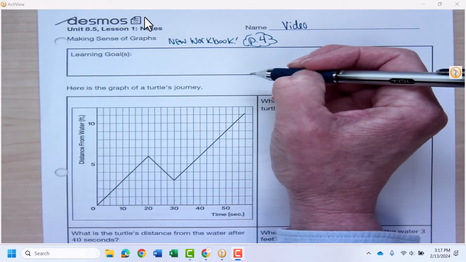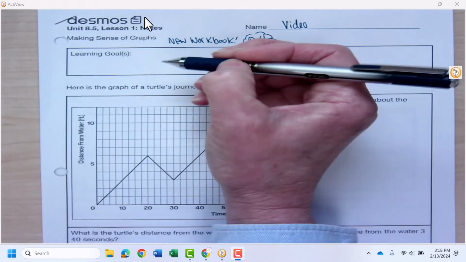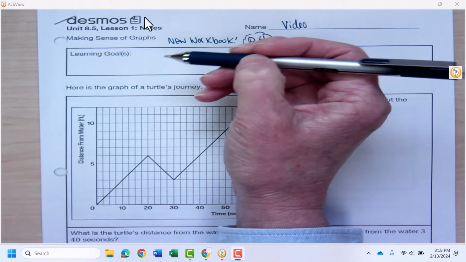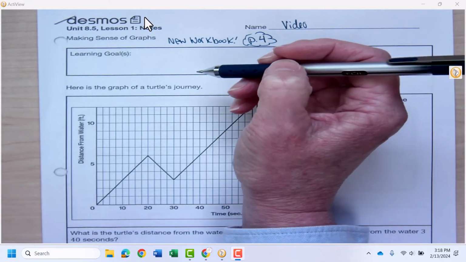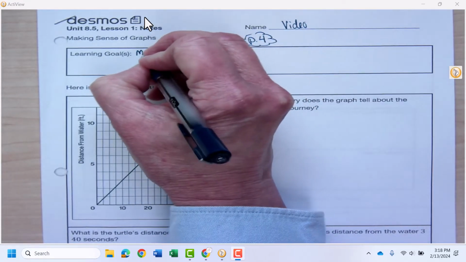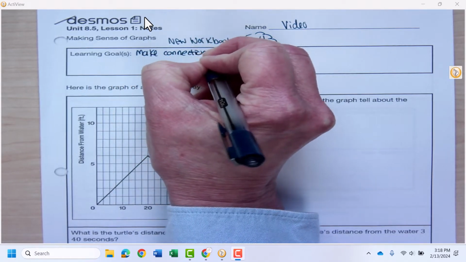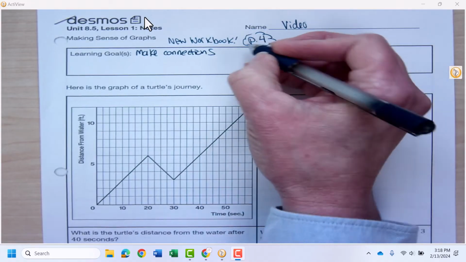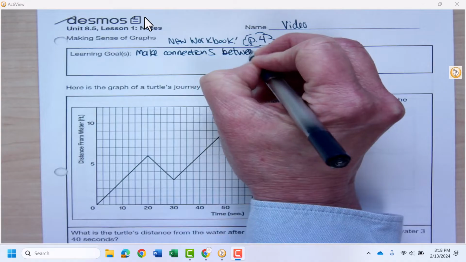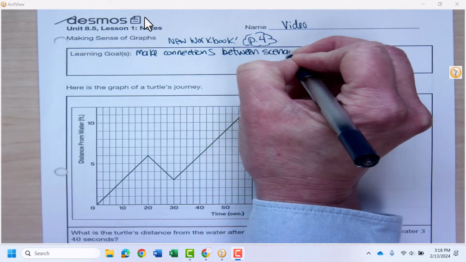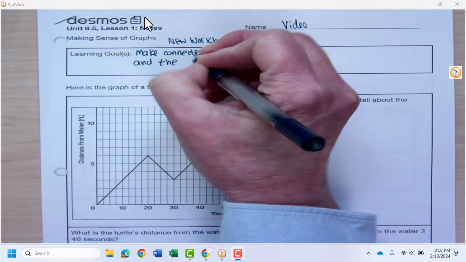I actually thought this was a really fun way to start introducing what are called functions, and we'll be looking at that over the next 4 lessons. But in this lesson, the real goal was just to make connections between scenarios and the graphs that represent them.